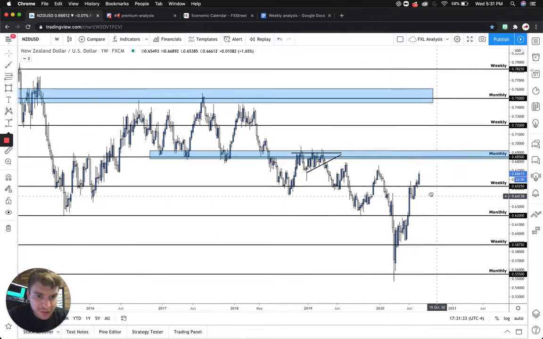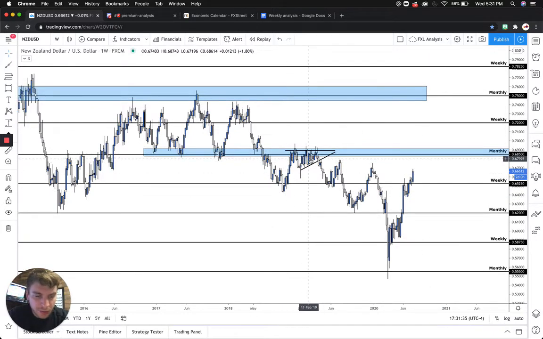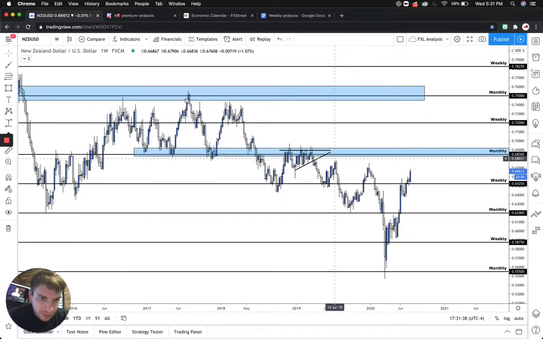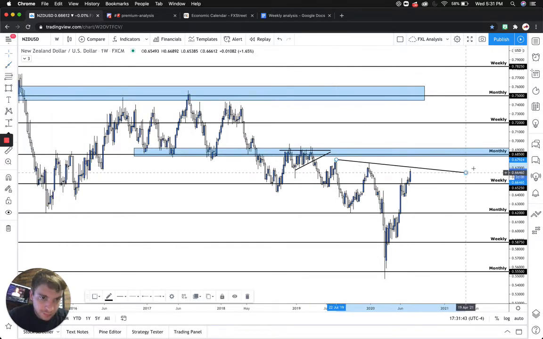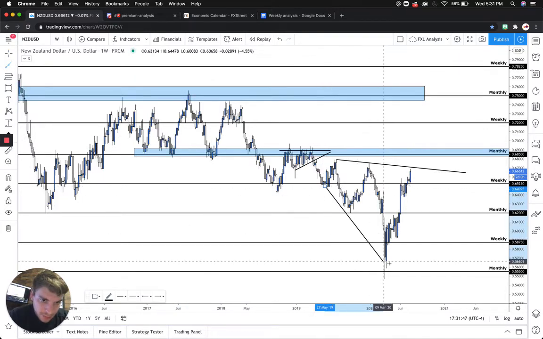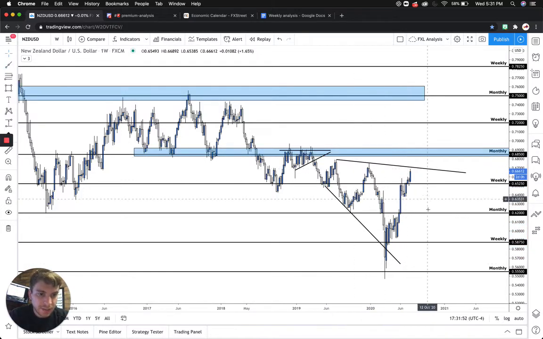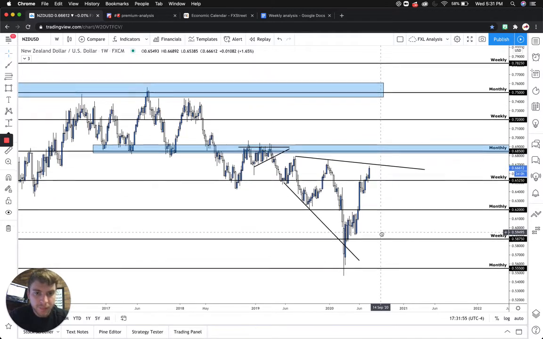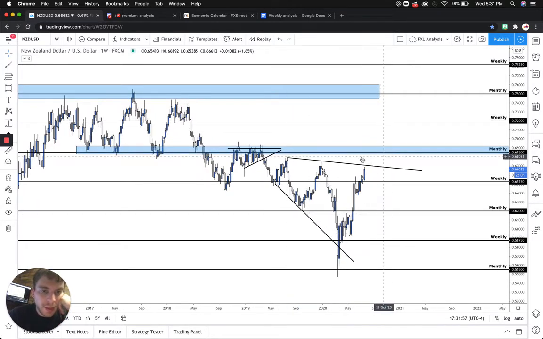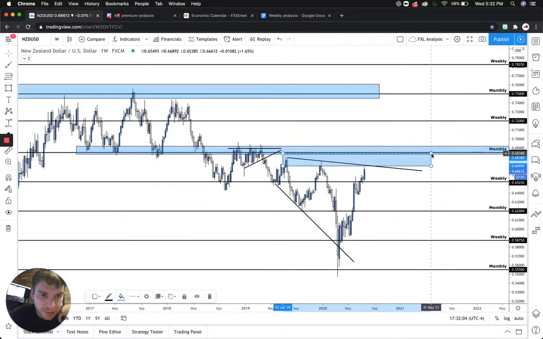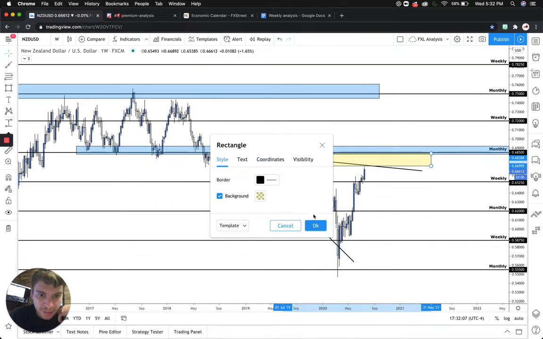Okay, so we've already seen a flag. We've already seen a wedge, a triangle. And now here is again that expanding type pattern, right? Something like this. Something like this, right? So the volume's increasing as this pattern is developing, right? So technically, as we get into this area here, this entire zone is hot. We're expecting some sort of reaction here. Anywhere up to this monthly, this whole zone is pretty hot, okay?